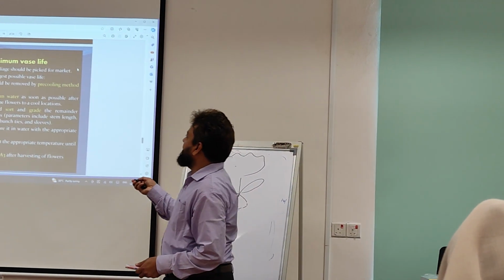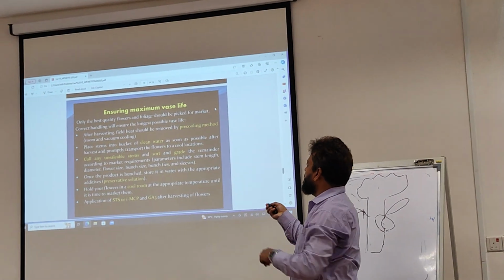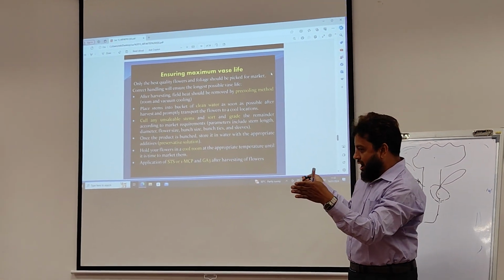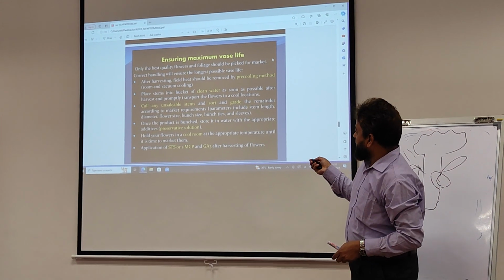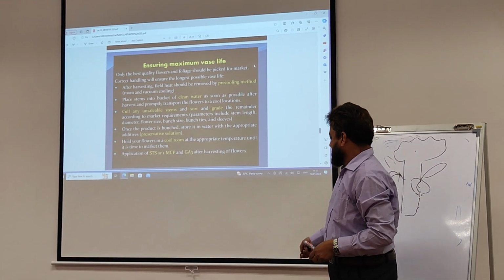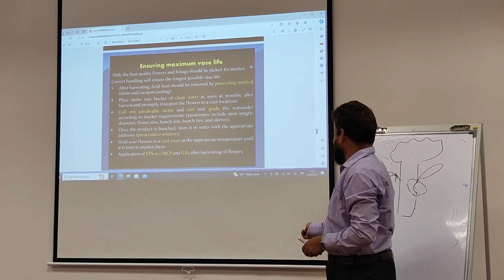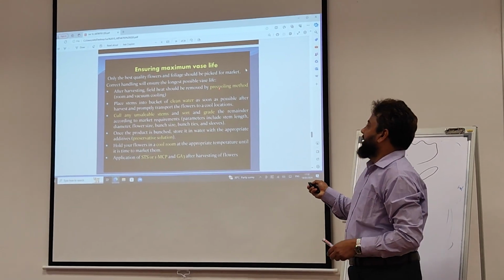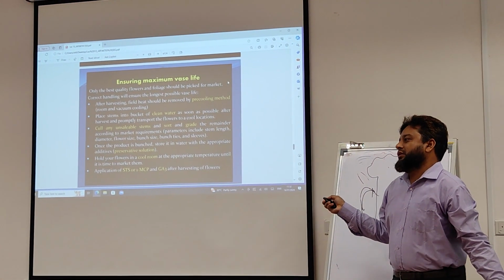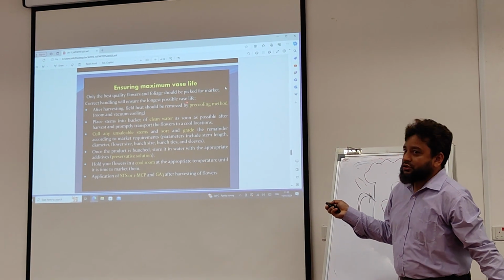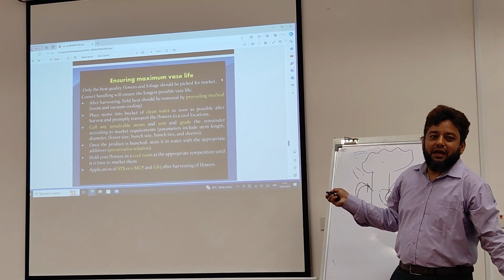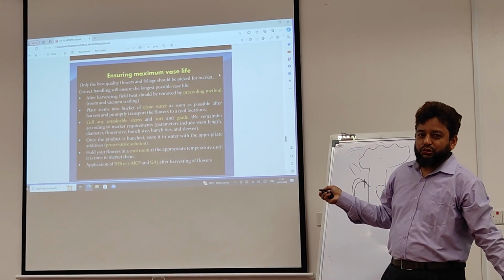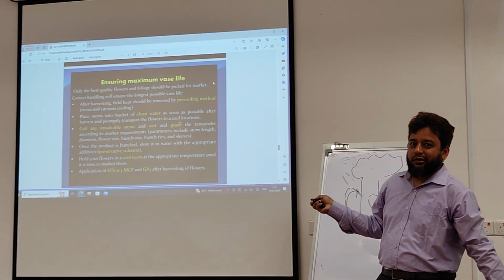So it means after harvesting, we need to do cooling, right? It needs to be done very quickly, because cooling removes the heat. So for these types of flowers, can you tell me which method is very good to remove the heat?